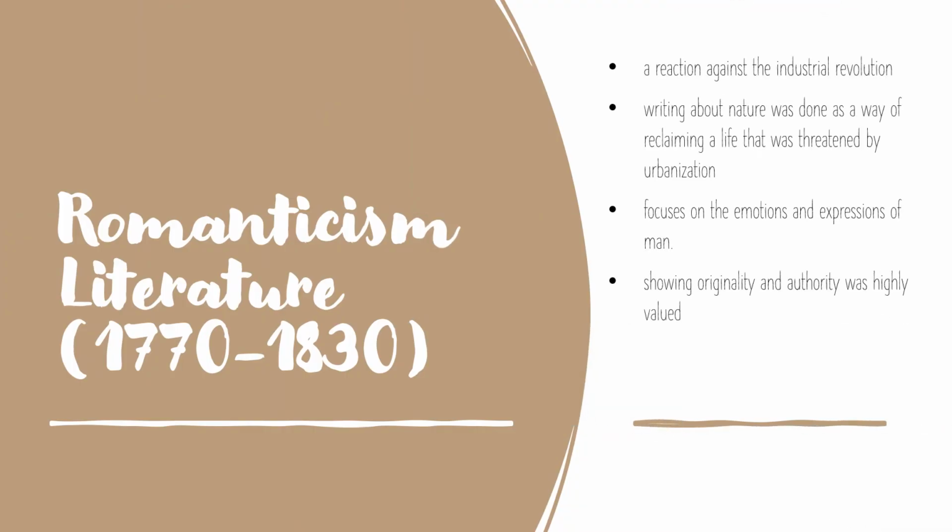Now, the next period would be Romanticism. It is considered to have taken place from 1770 to 1830, a reaction against the Industrial Revolution. Writing about nature was done as a way of reclaiming a life that was threatened by urbanization. It focuses on the emotions and expressions of man, showing originality and authority was highly valued at this period.